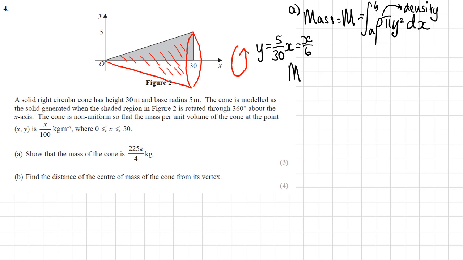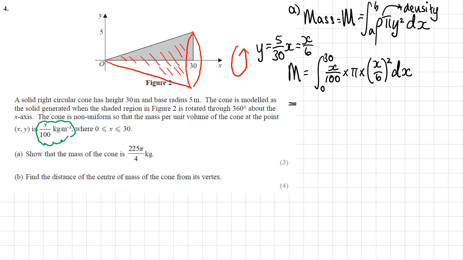Right, so the mass is going to be equal to the integral with limits of 0 and 30. They're the two x values at the end. Times by rho. Now rho is the density, and we're given a density here, x over 100. So x over 100 times pi, times y squared, so that's x over 6 squared dx.